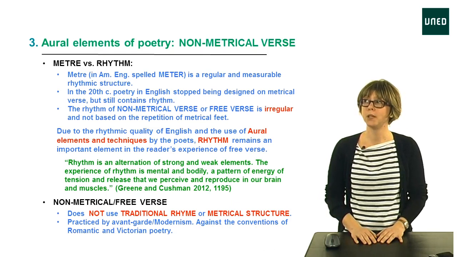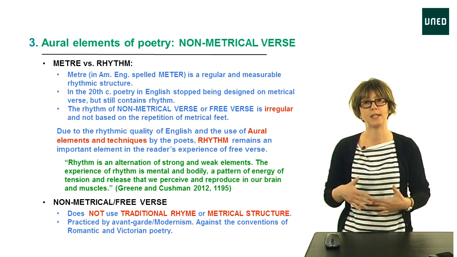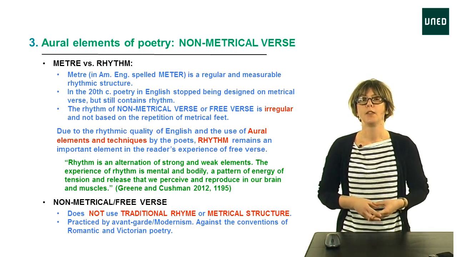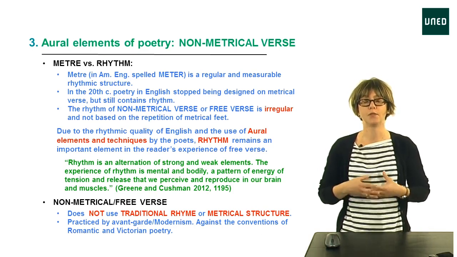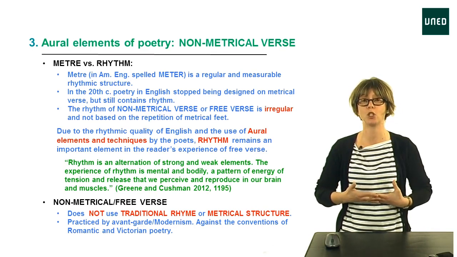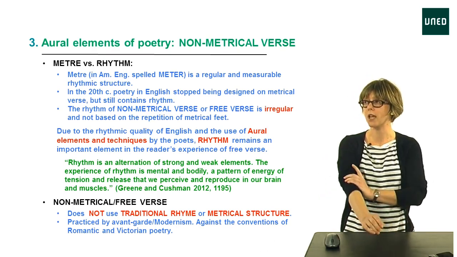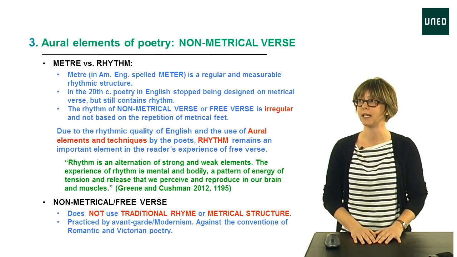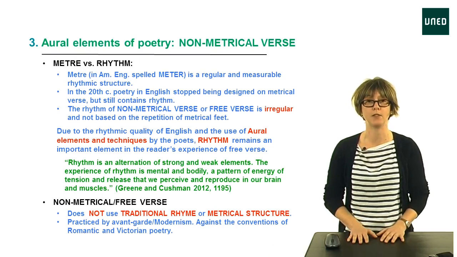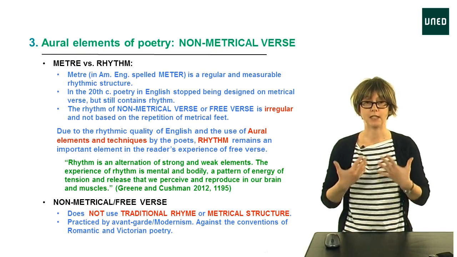In the 20th century, poetry in English stopped being designed on a regular basis on metrical verse, but it still contains rhythm. The rhythm of non-metrical verse or free verse is irregular and not based on the repetition of metrical feet. Now, due to the rhythmic quality of English and the use of oral elements and techniques by the poets, rhythm remains an important element in the reader's experience of free verse. We will see how this can be attained.